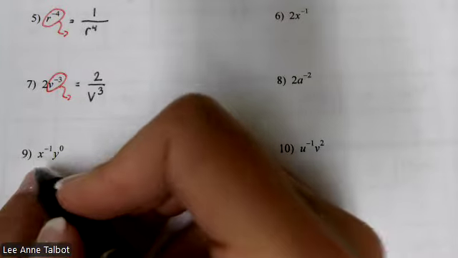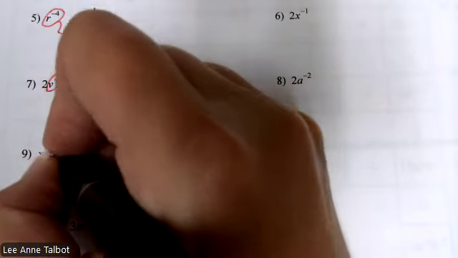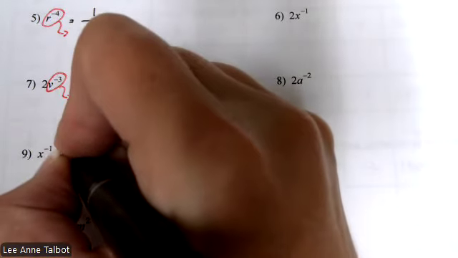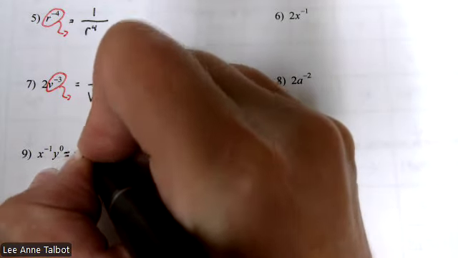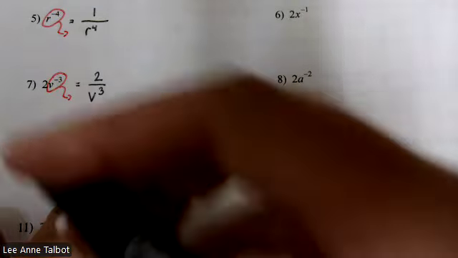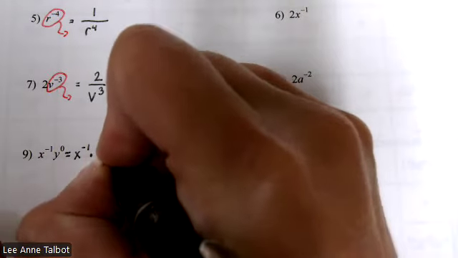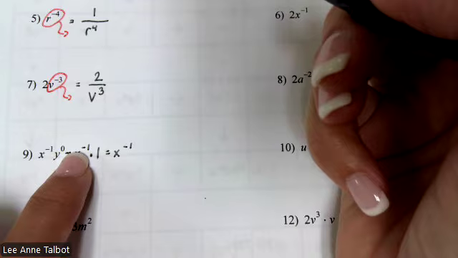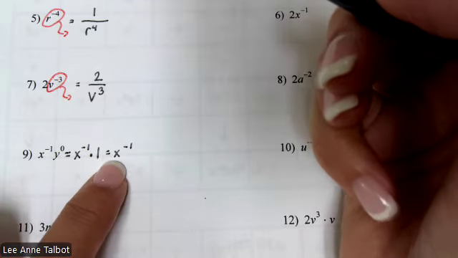Okay, number 9. x to the negative 1, y to the 0. So first thing is that y to the 0 is 1. So I'm going to go x to the negative 1 times 1. And normally I wouldn't do that. If I was going to do this problem, I would have just crossed out the y to the 0. But since we're being really careful doing this together, I want to make sure that you understand what happened here. And then anything times 1 is itself. So x to the negative 1 times 1 is itself.